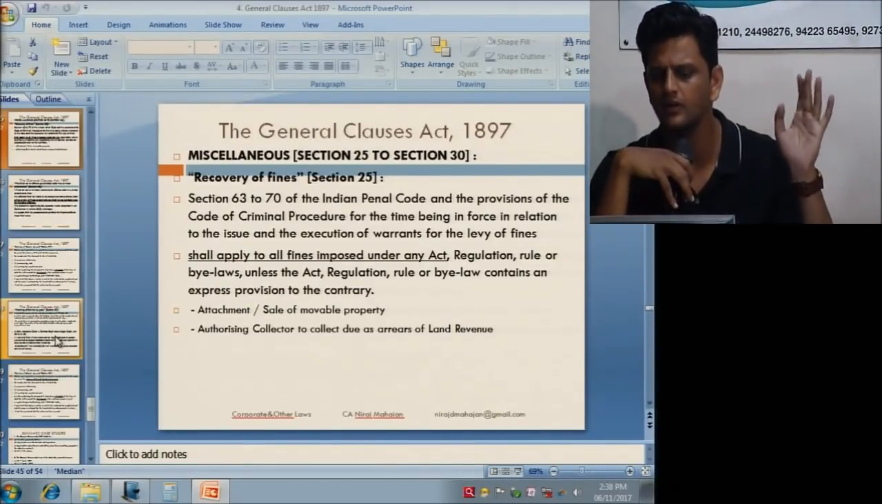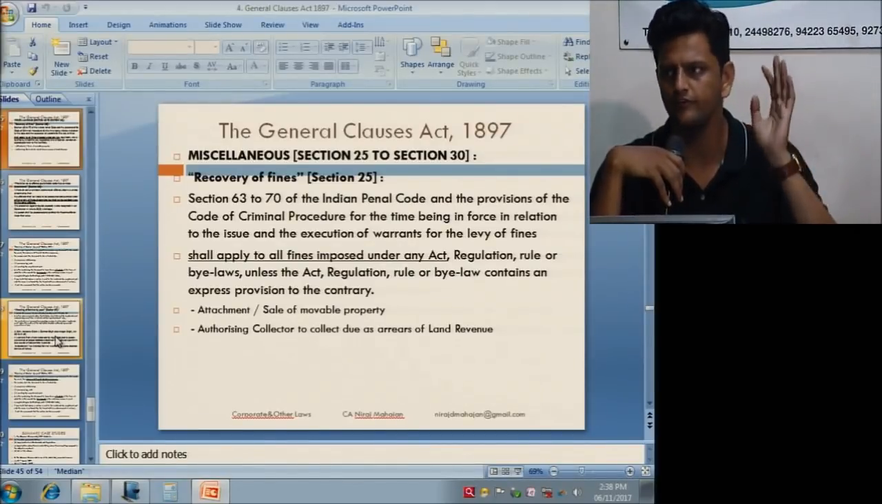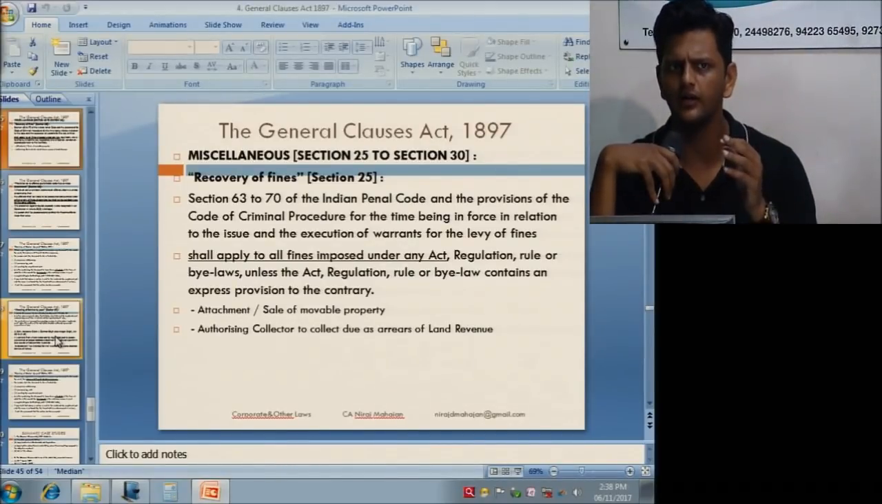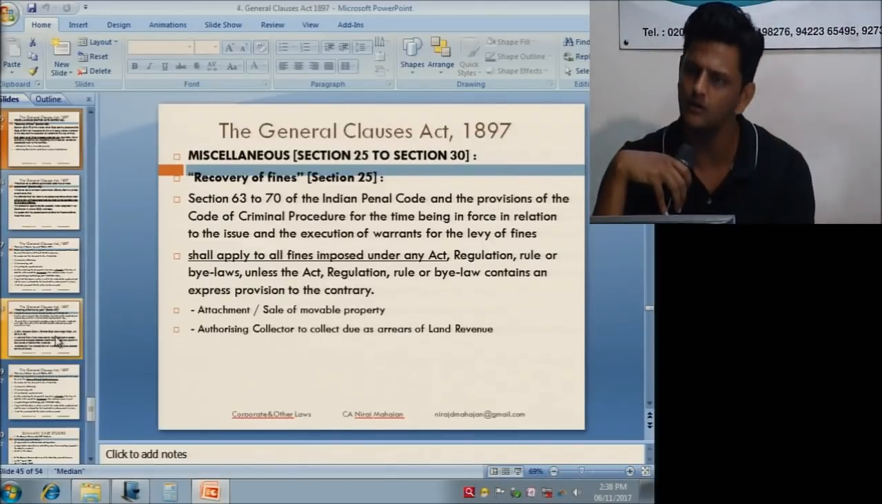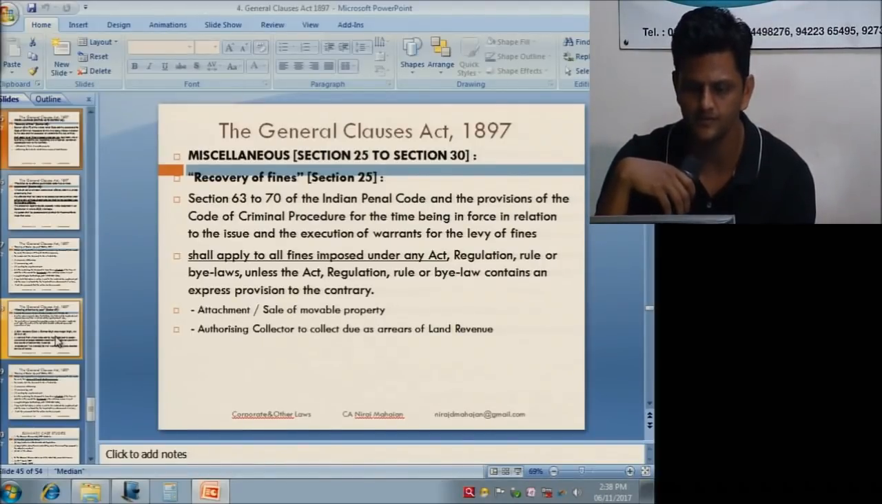For example, what was it? You approach the collector. The collector will seize your property, freeze your property, saying that it is a land arrear, correct? Land revenue arrear. In that case, the collector has the authority to freeze that property, attach that property and sell that property. Yes? The collector has lots of power in his jurisdiction.